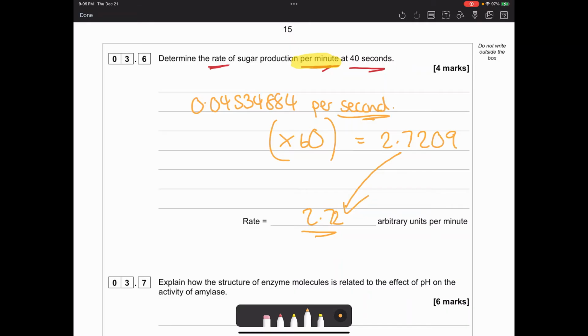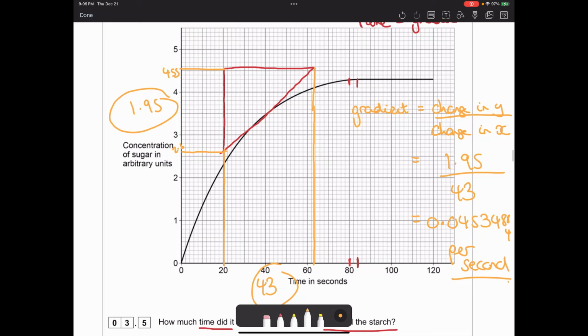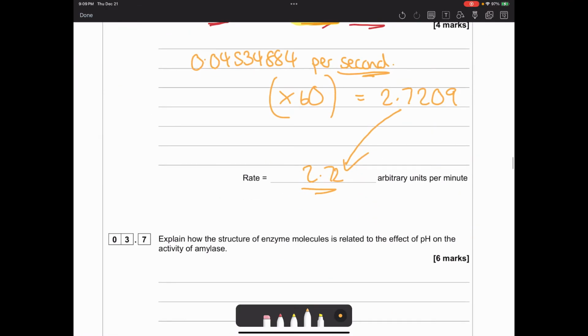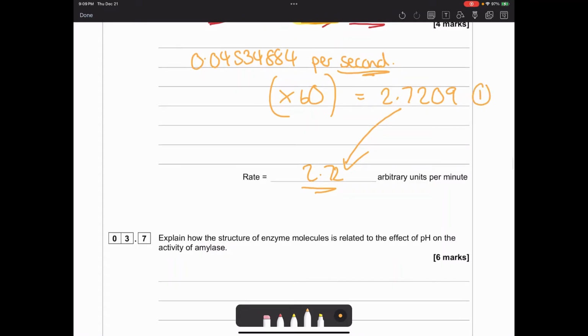Don't worry about that. You get 1 mark for working out or recognising and drawing a tangent. You get 1 mark for then getting your values and recognising it's y over x. You get 1 mark for getting to your answer of whatever, as long as you've pulled off your values correctly and getting to your final answer per second. And then your final mark out of the 4 is getting it per minute and recognising you times it by 60.